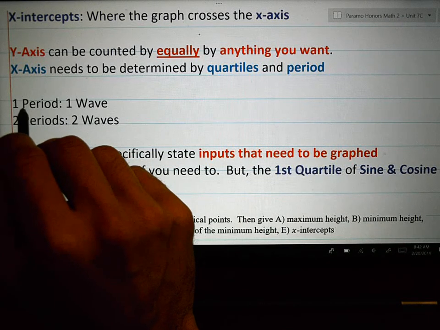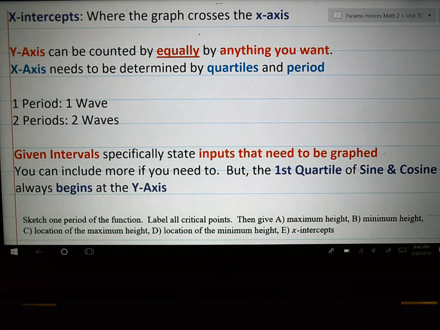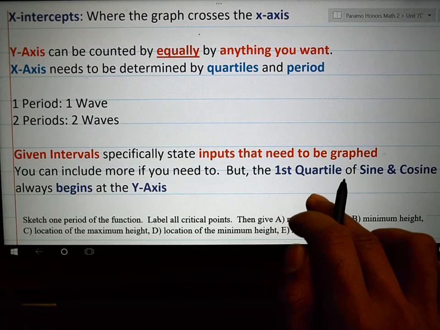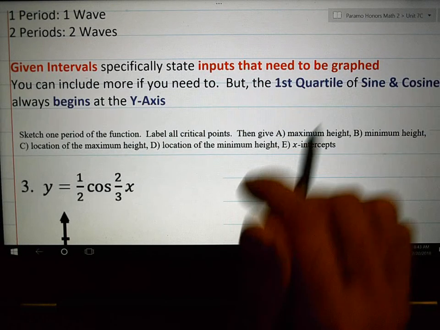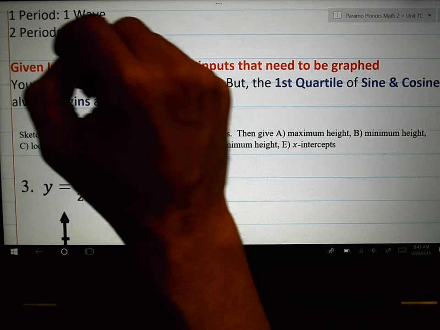Other things. If it says graph for 1 period, I just want 1 wave. If it says for 2 periods, I need at least 2 waves. And it doesn't matter whether you're talking about sine or cosine. It means 2 waves of each. The only thing that's new is these given intervals.